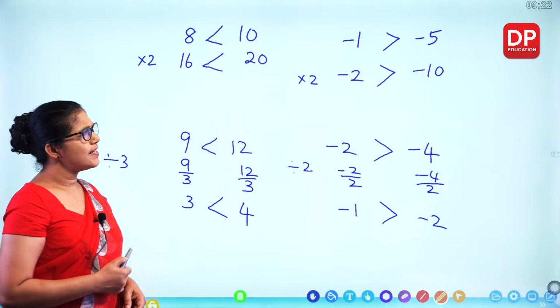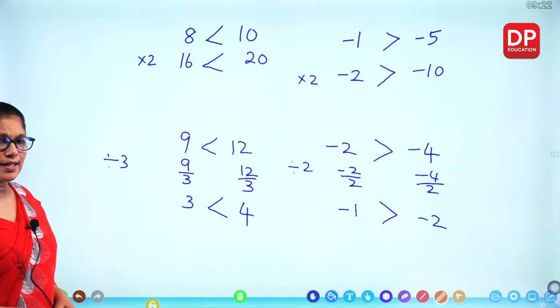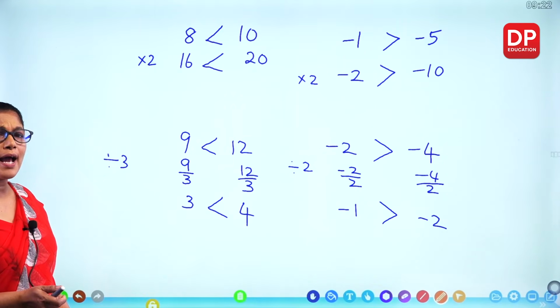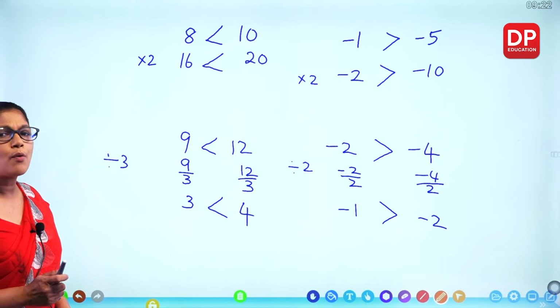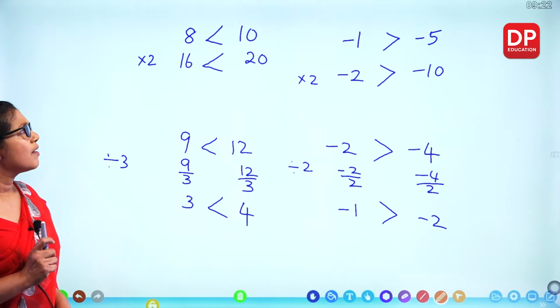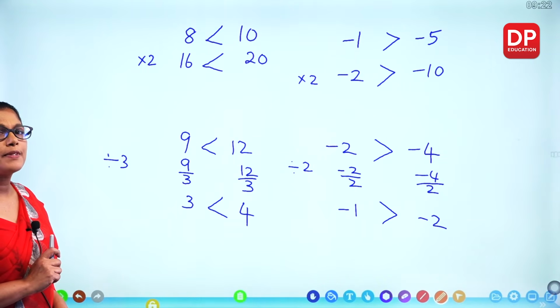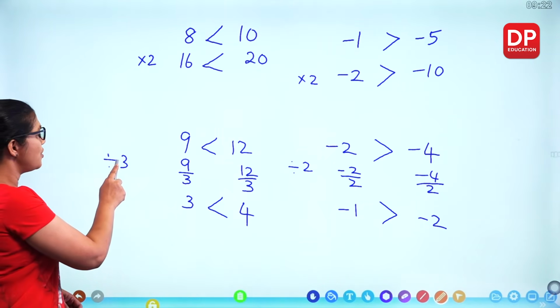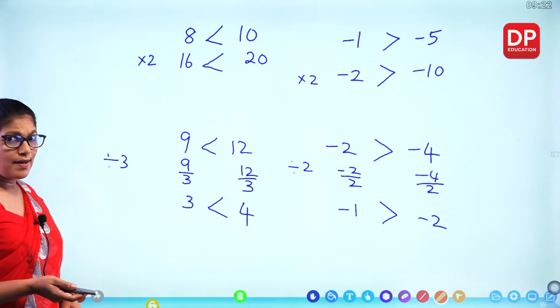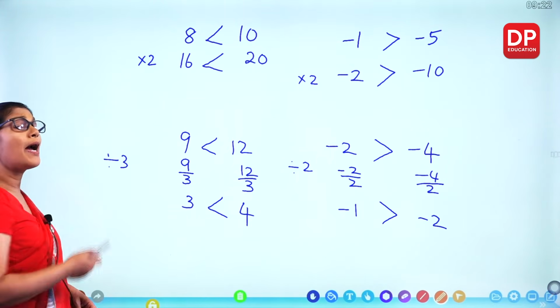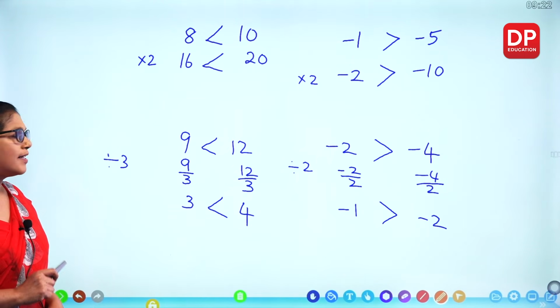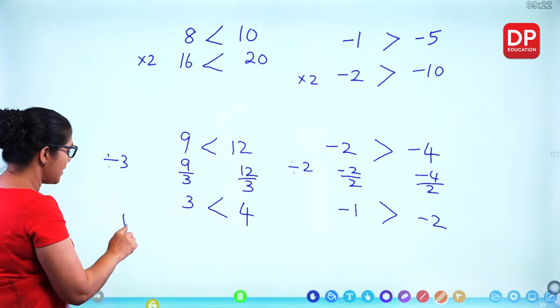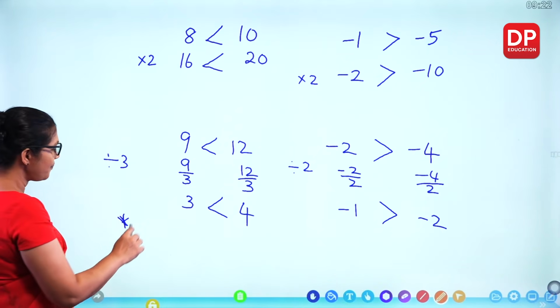So what can we say about this one? When you are multiplying or dividing any inequality, what happens? The sign does not change. And also you need to remember, you divided by positive numbers as well as you multiplied by positive numbers. So we can write the second rule.